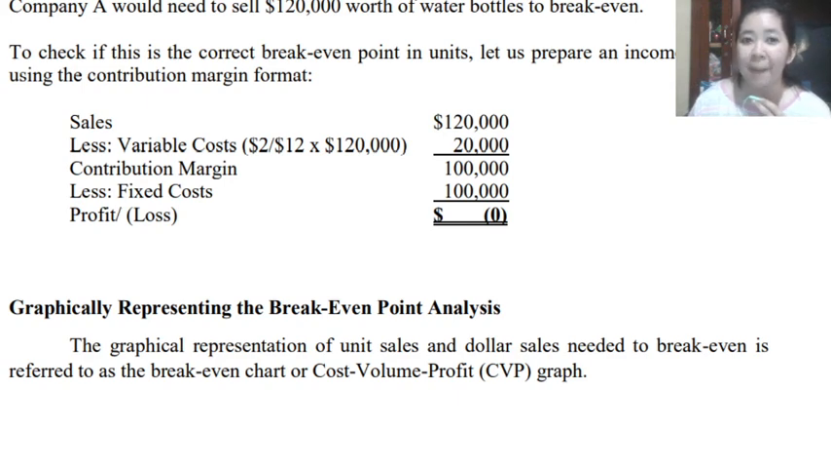And then we will deduct the fixed cost, which is also 100,000. So in this case, your 120,000 level of sales revenue is actually your break-even point because at this point, you have no profit or loss.